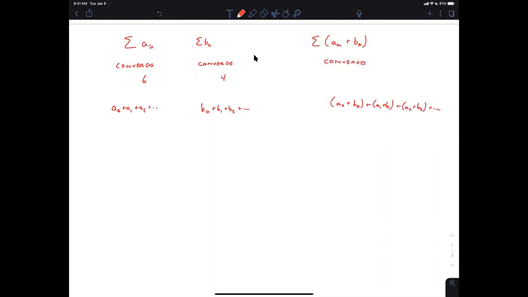That's good. What if instead this one converges, but this one diverges? Let's think about how that can happen. If this converges, we'll say it converges to 6 again. If you add up an infinite number of numbers, the most logical thing would be that it would diverge.